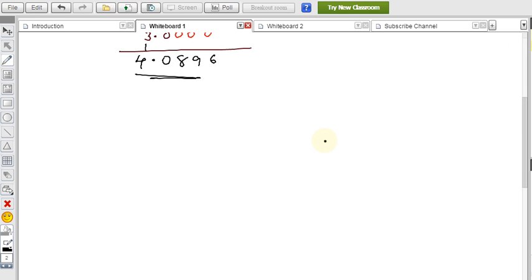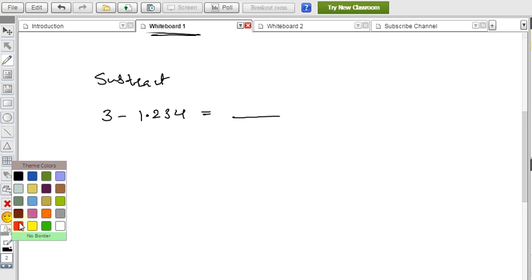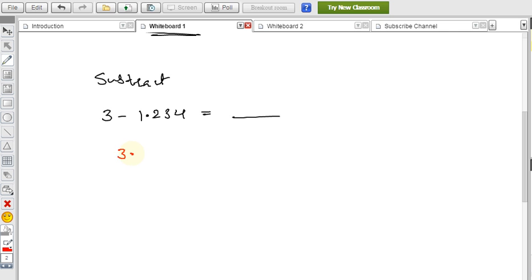Similarly, the subtraction of decimal numbers. The question is: subtract 3 minus 1.234. 3 is a natural number, so I can write 3 as 3.0. So it is 3.0 minus 1.234.